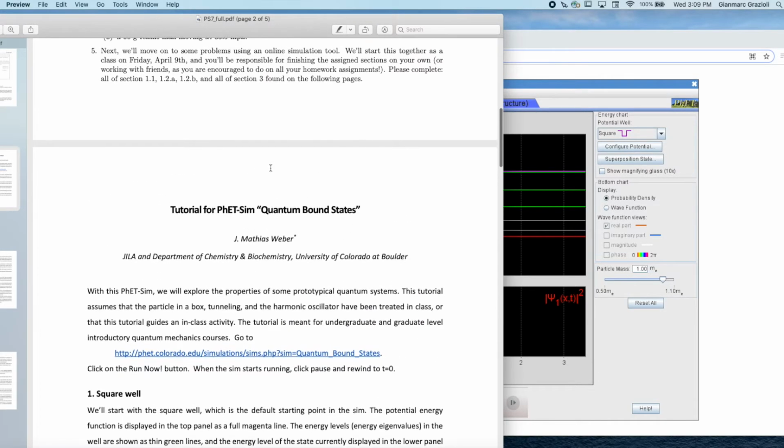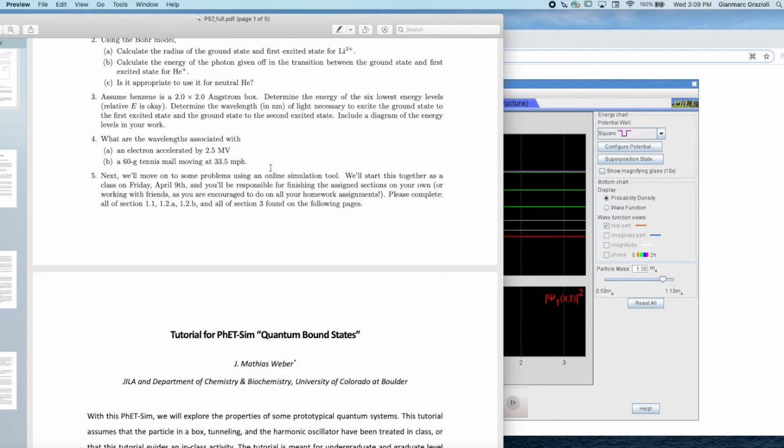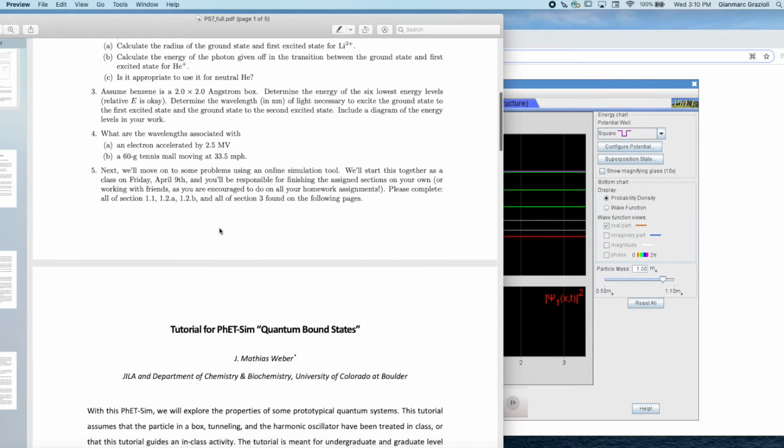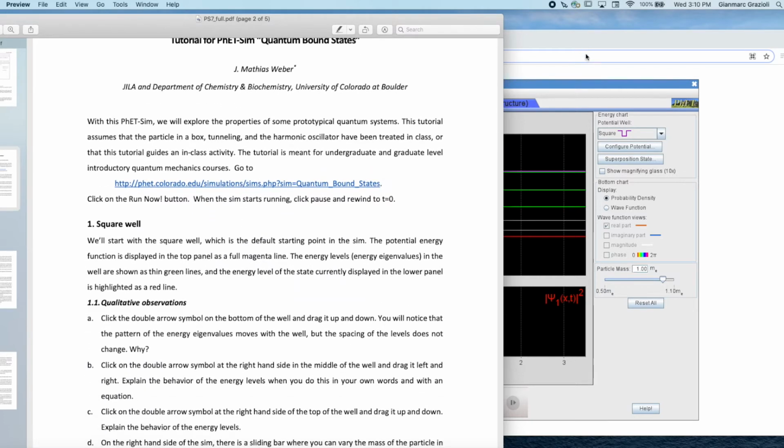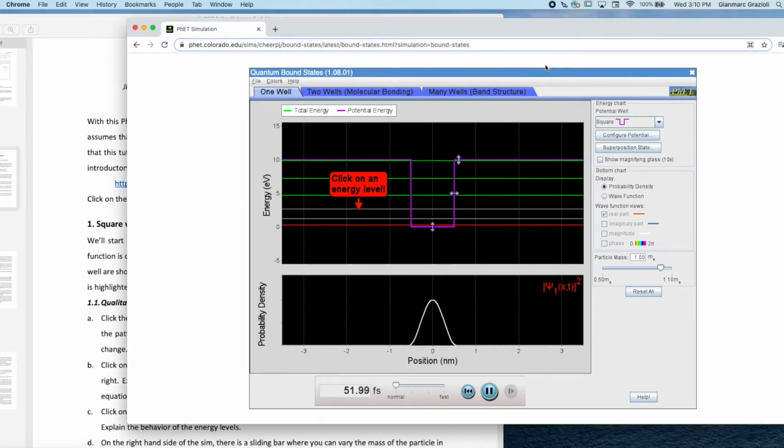Okay, so for the homework, I told you to do section 1.1, 1.2a, 1.2b, and all of section 3. So this stuff right here, and that comes from this. First I clicked on that link, and then this comes up.